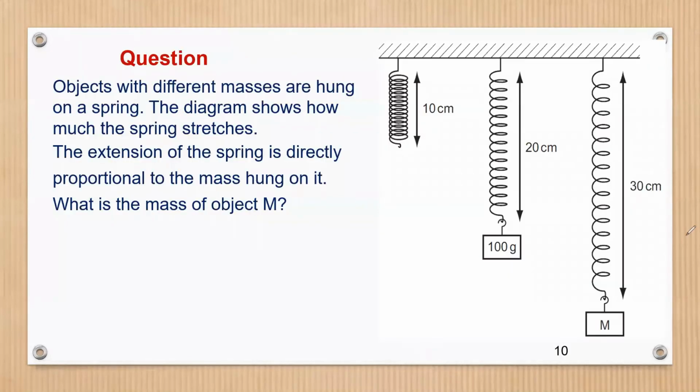To explain the relationship between load and extension, I'm going to solve this question. Objects with different masses are hung on a spring. The diagram shows how much the spring stretches. The extension of the spring is directly proportional to the mass hung on it. What is the mass of the object M? 10 centimeters is the original length of the spring without any load, and 20 centimeters is by adding 100 grams, and 30 centimeters by adding unknown mass.